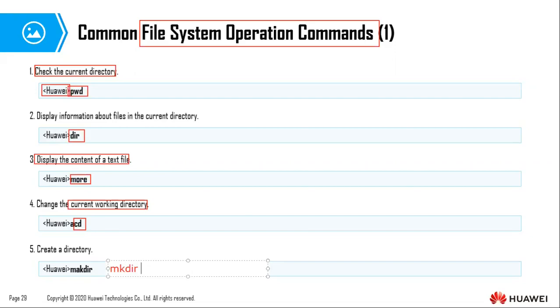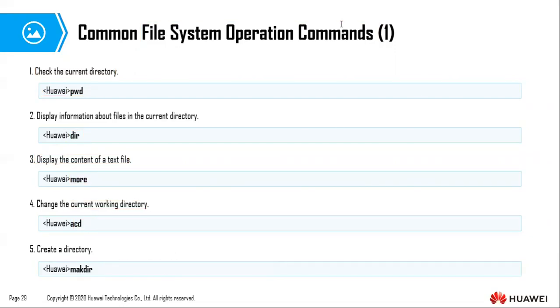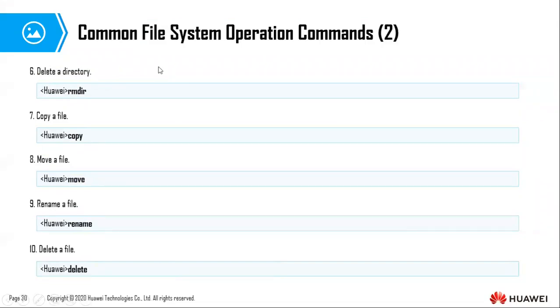Make directory, then for example backup, then you press enter, so it will create a folder called backup. RMDIR is used to delete a directory, remove directory in full. RMDIR, then the name of the directory. So for example, RMDIR backup is going to delete the one that we just created.